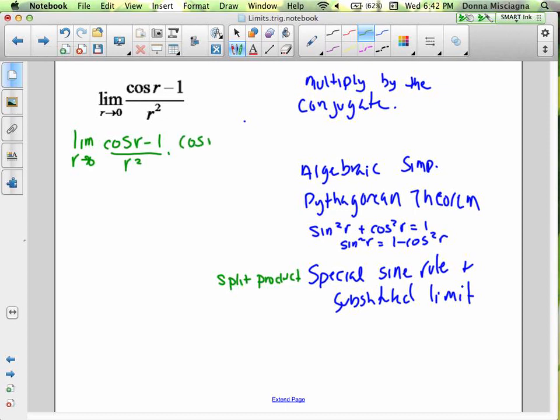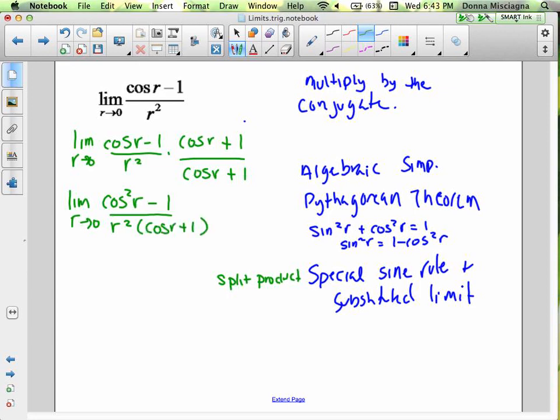This would be cosine r plus 1 over cosine r plus 1. We multiply that, limit as r goes to 0. We have cosine r times cosine r, which is cosine squared r. The middles will drop out, because you've got a positive cosine r and a negative cosine r. That's what's always going to happen when you multiply by the conjugate. The last terms will be left, negative 1 times 1, so that's a negative 1. Don't take any time to distribute in the denominator, or you'll just have to undistribute. I never distribute in the denominator. I always leave it in factored form, so either I can just plug into the factors, or I needed it in factored form anyway.